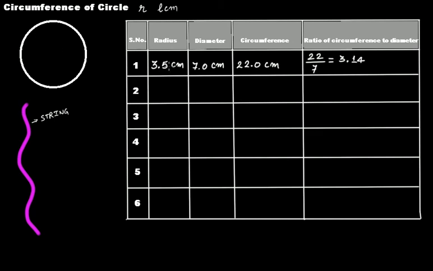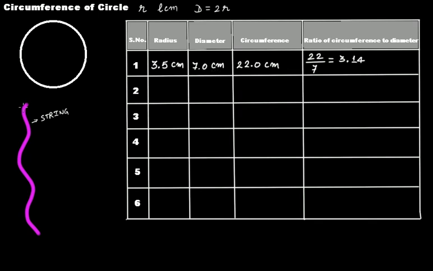we draw a circle of radius 3.5 centimeter. That means if the radius is 3.5 centimeter, the diameter will be 7 centimeter, because diameter is what? 2 times radius, right? So the diameter is 2 times the radius. Therefore, if you draw a circle of radius 3.5 centimeter, its diameter is 7 centimeter.